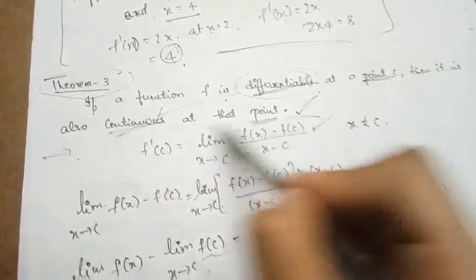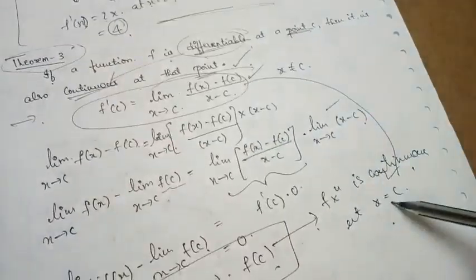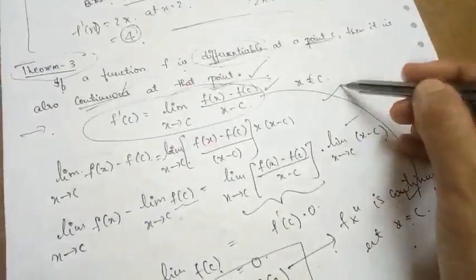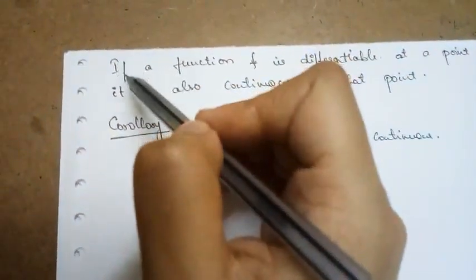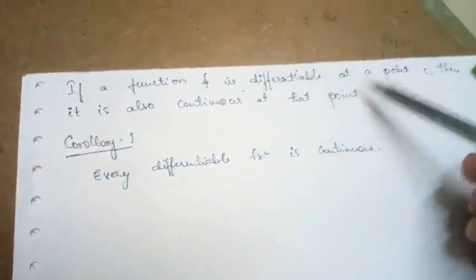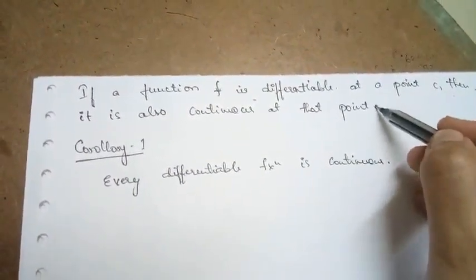If a function is differentiable, then that function is continuous at that point. It is differentiable at C, so it is continuous at C. So this is what theorem 3 is stating. So this is the theorem, right? If a function f is differentiable at a point C, then it is also continuous at that point.